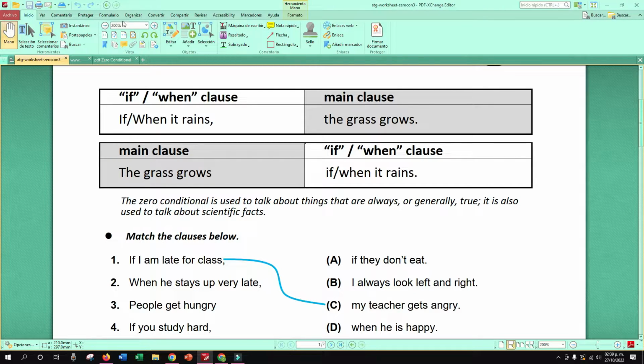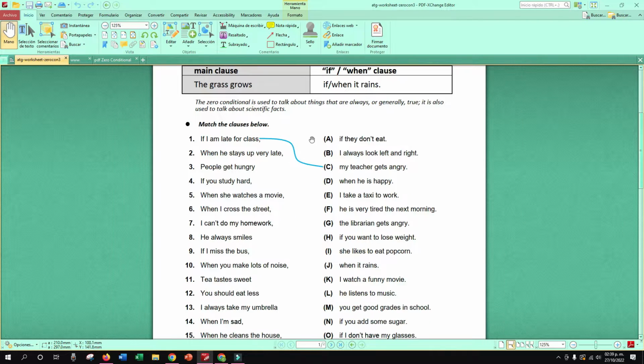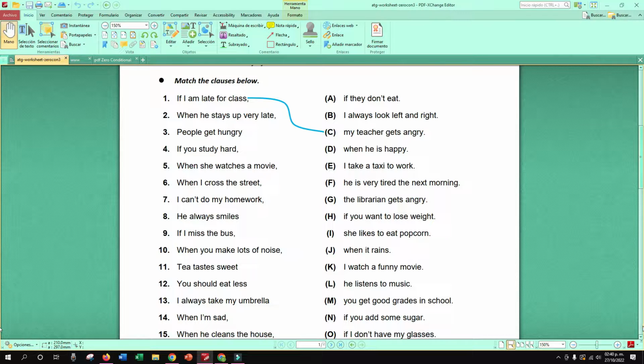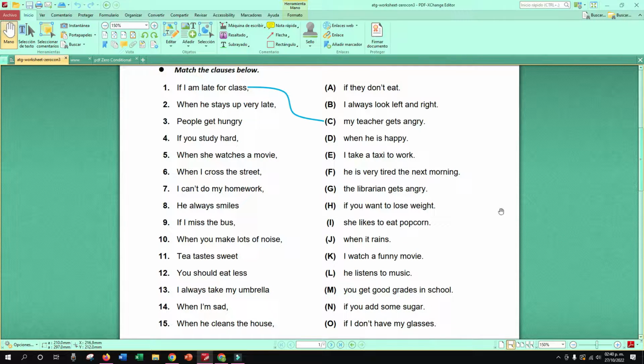So guys, let's do this exercise. There you have this. Match the clauses below. There you have 15 clauses, right? And you have an example. If I am late for class, there you have the other part: my teacher gets angry. So you have the if clause first, comma, right? Then the main clause. Yes?